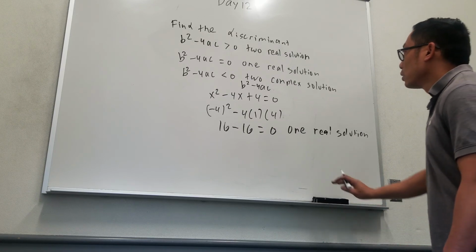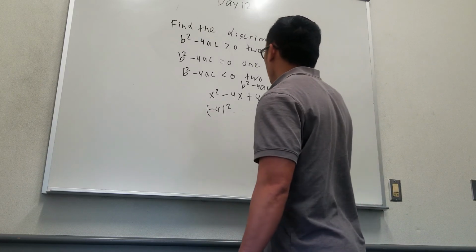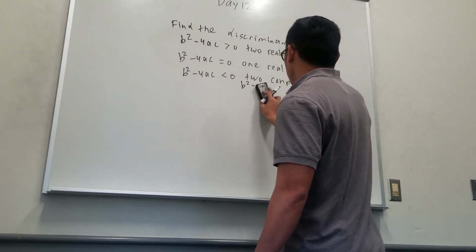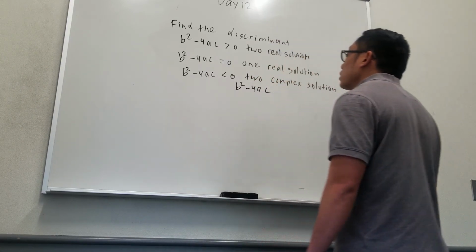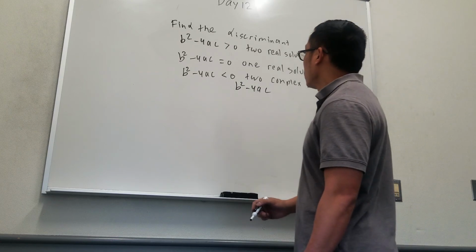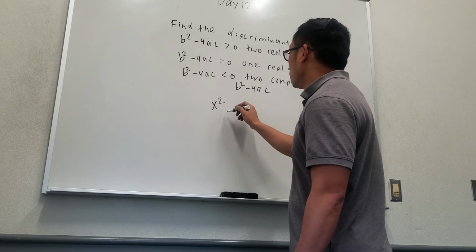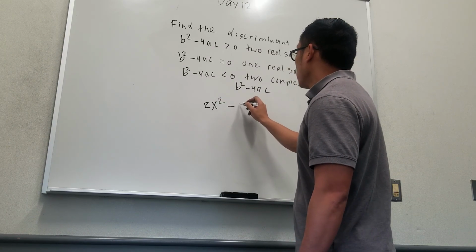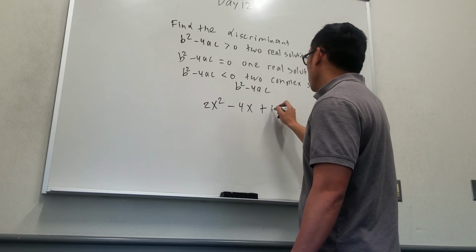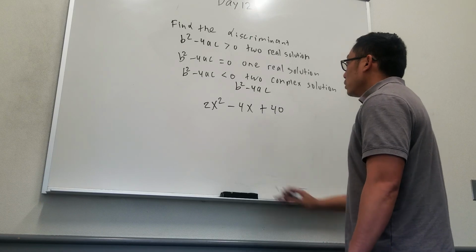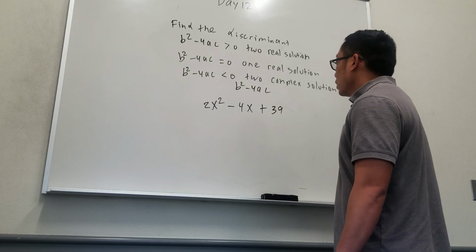So there you go. So applying that, hopefully that makes sense. Now, b squared minus 4ac, right? So applying this, let's do another one. You have 2x squared minus 4x plus 30, plus 40 or something. Oh, let's not do 40, let's do 39. Okay, so what should I do?